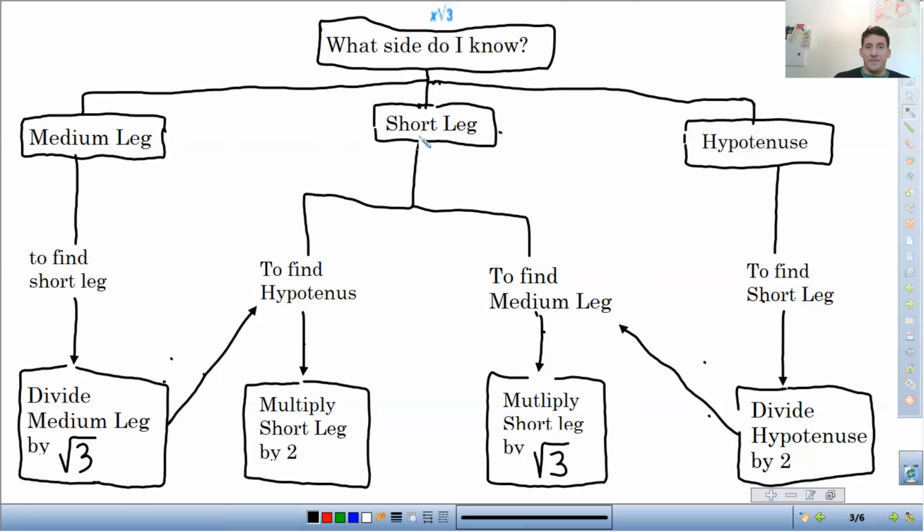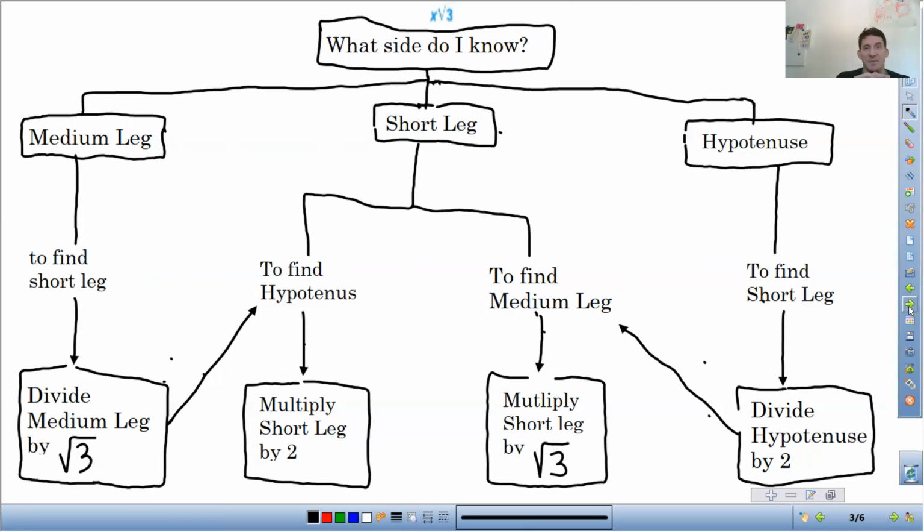All right. If you don't know the short leg, the next easier one would be if you know the hypotenuse. So if you know the hypotenuse, what you want to do is find the short leg first. To find that, you divide the hypotenuse by 2. And then once you have the short leg, you find the medium leg by multiplying by the square root of 3. All right. Now, if you know the medium leg, again, you want to find the short leg first. So to find the short leg, you divide the medium leg by the square root of 3. And then you can find the hypotenuse by multiplying the short leg by 2.